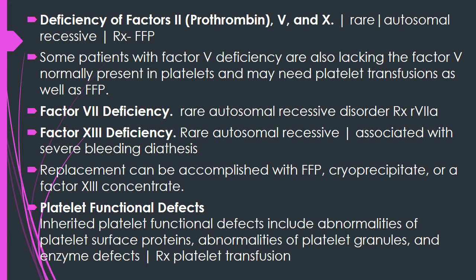Very rarely, patients may present with a deficiency of factors 2, 5, 10, 7 and 13. These are very rare disorders, and they finally present with a bleeding diathesis. So when one wants to stop bleeding and form a stable fibrin clot, the treatment for most of these conditions is using fresh frozen plasma. If one does know that there is a certain factor deficiency, then that factor, for example factor 7A or factor 13, may be used for the treatment of this particular problem.